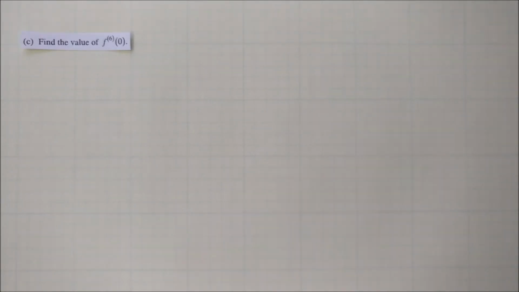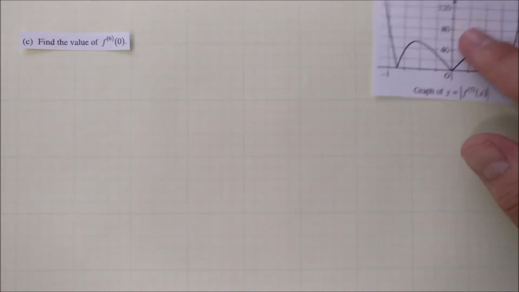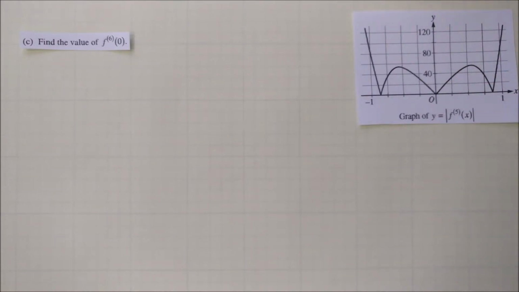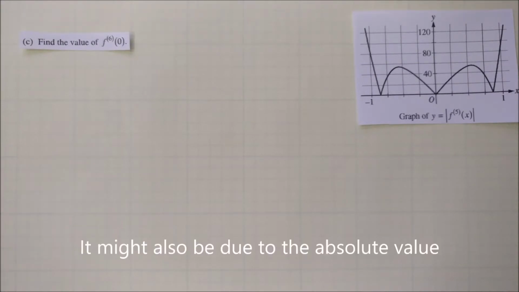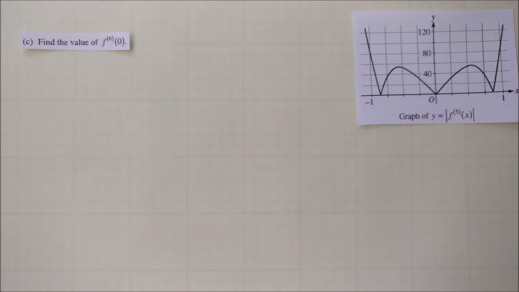All right, so part C is find the value of f's sixth derivative at 0. Sixth derivative? How are we going to get that? They only gave us the fifth derivative in the graph. Well, let's actually take a look at that. In our graph, we can see that at 0, we have sort of a discontinuity looking thing. But we don't know if it's actually a discontinuity or just a very sharp turn in the graph. Well, obviously we can't get any information from the graph, but what about the Taylor series?